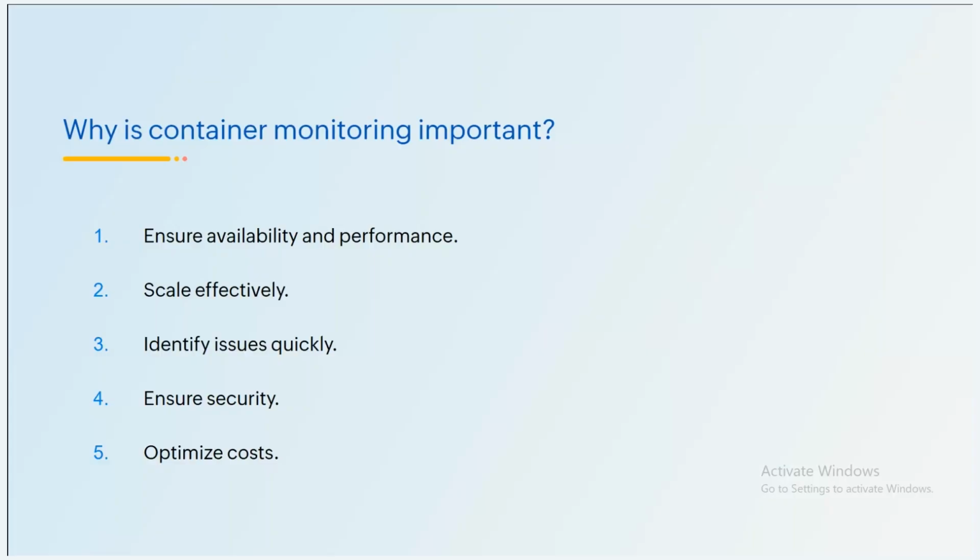Here's why this matters. Availability and performance: you can detect failing or slow containers before they impact users. You can scale efficiently to avoid over-provisioning and wasting resources. You can also catch problems that appear and disappear in seconds. And maintain security by spotting vulnerabilities before they're exploited. And finally, you can track your cost optimization by tracking your usage so you're not paying for idle containers.